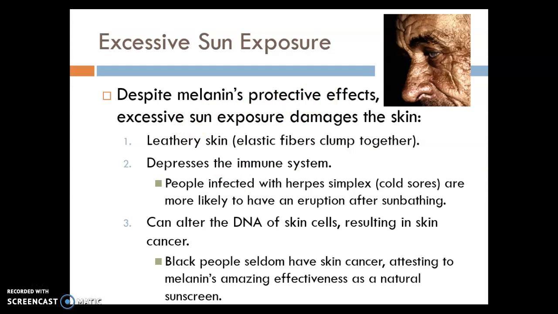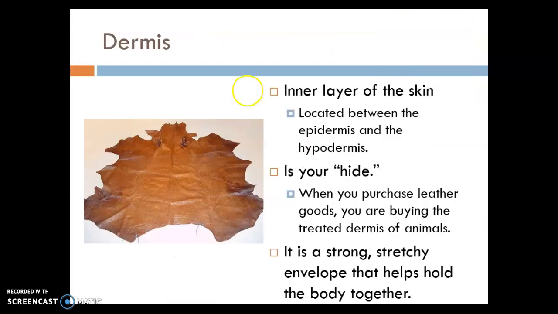Despite melanin, though, there are some effects of excessive sun exposure, and you hear about this in the news. People talk about making sure you're wearing sunscreen so you're not getting too much sun exposure, because too much can cause leathery skin, can cause your immune system to depress, and can even alter your DNA, and when that happens, sometimes that can cause mutating cells and possibly skin cancer.